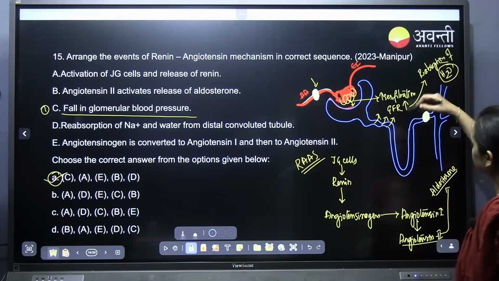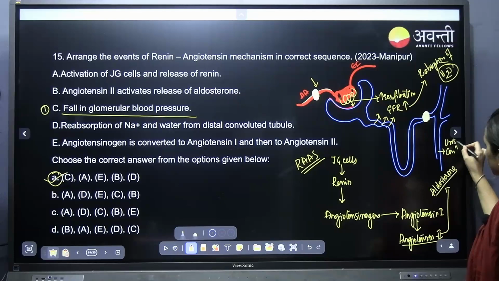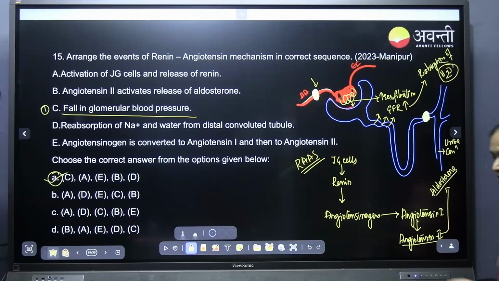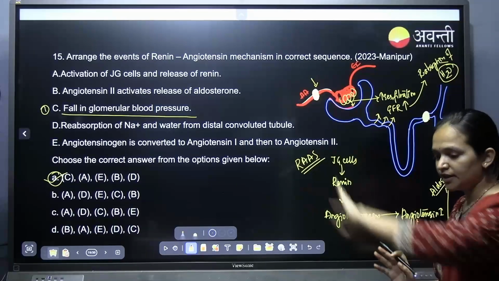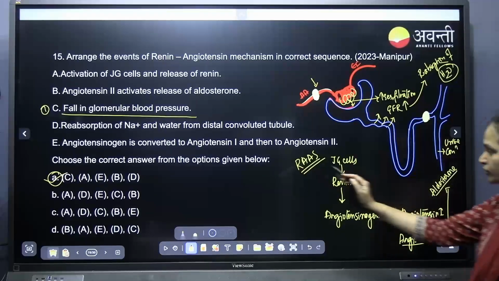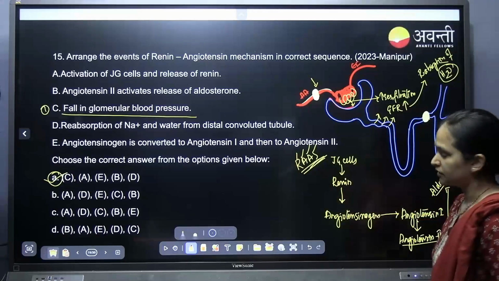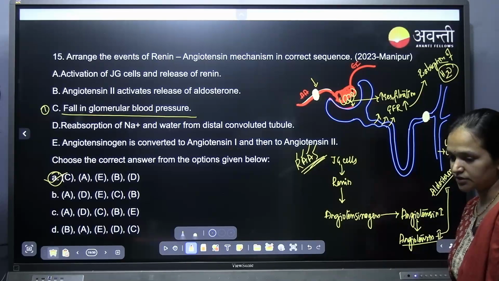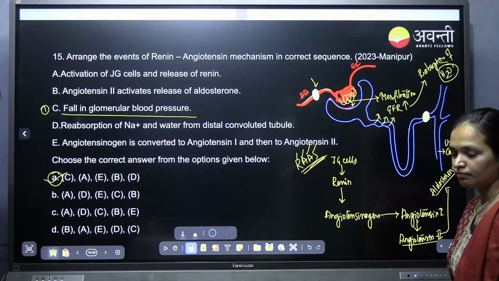When the water is reabsorbed back, you can see the urine concentration increasing, which means it is not diluted urine now, it is concentrated urine. All the water is actually reabsorbed back into the system. So that is the renin, angiotensin, aldosterone system, that is RAS. This is one of the mechanisms for concentration of urine. Understood?